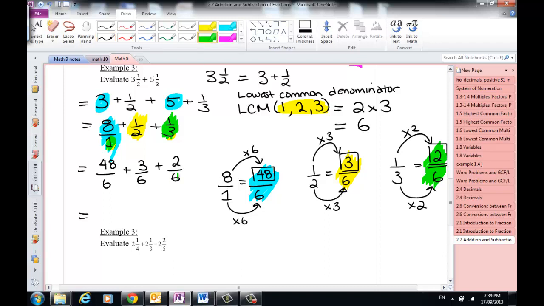They now all have the same denominator, and therefore all we have to do is add the numerators together, and they're all still over the same denominator. And 48 plus 3 plus 2 is 53/6. And here is our solution. Alright, last one.